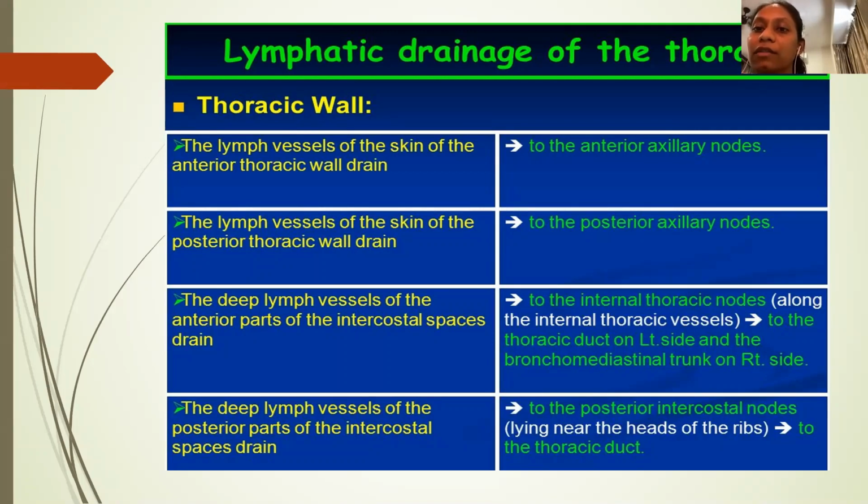Whereas those from the deep vessels of the intercostal spaces will go to the internal thoracic nodes along the internal thoracic vessel, and they will go to the thoracic duct on the left side and the bronchomediastinal trunk on the right side. Those on the posterior parts will drain to the posterior intercostal nodes lying near the head of the ribs to the thoracic duct.